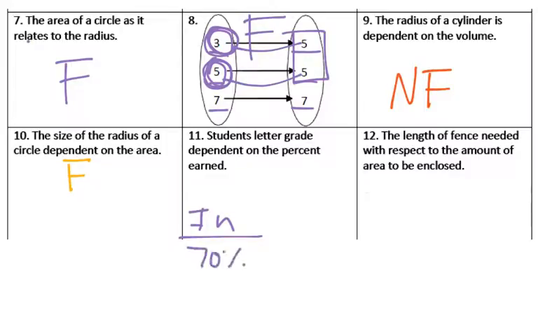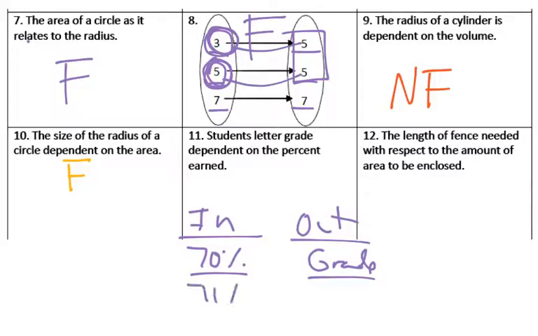So like 70%, and the output would be the letter grade. Okay, so in my class, a 70% gives you a C minus. A 71% gives you a C minus. Okay, so if we're talking about one teacher, then the answer would be yes, it's a function. If it were flipped, you get a C minus, you could be anywhere from 70% to 73%. So it wouldn't work on the flip side. But in this way, yes, it is a function.